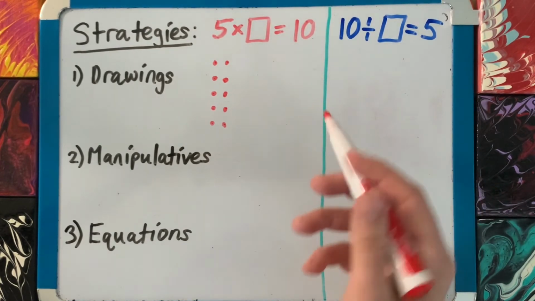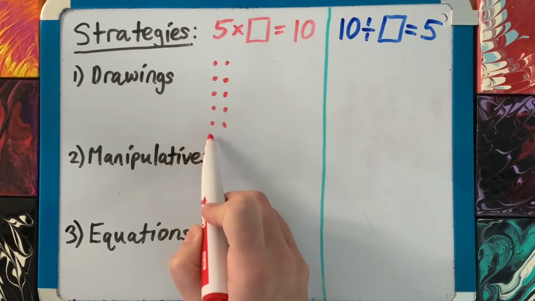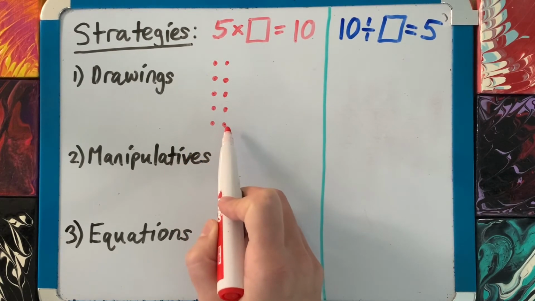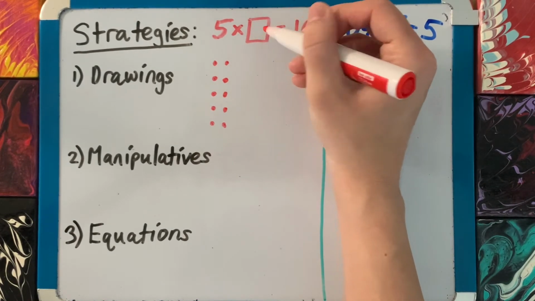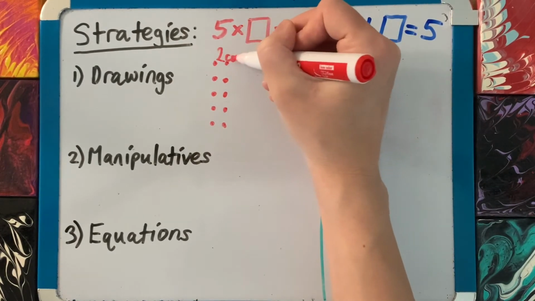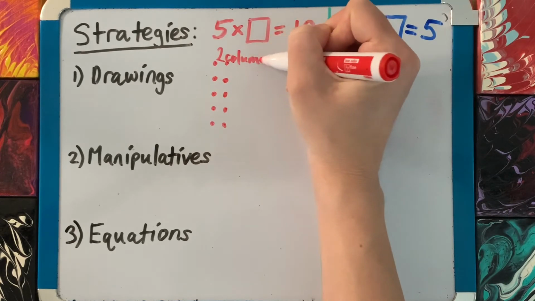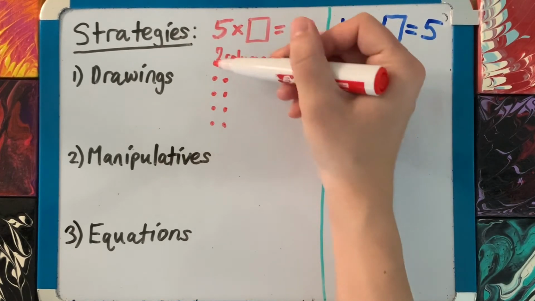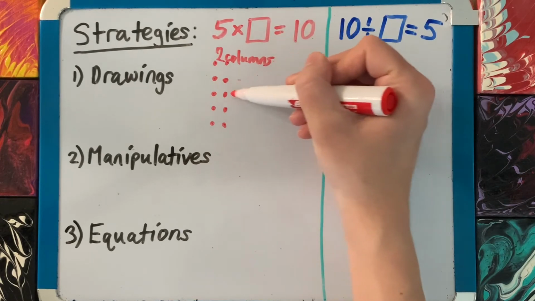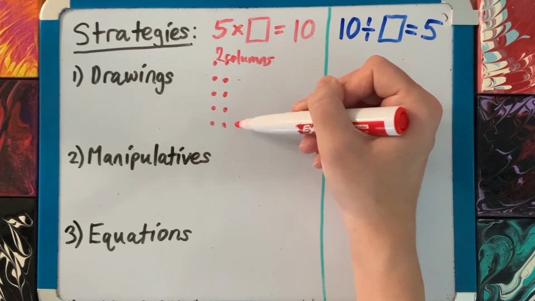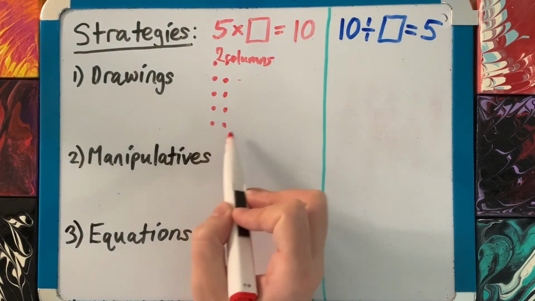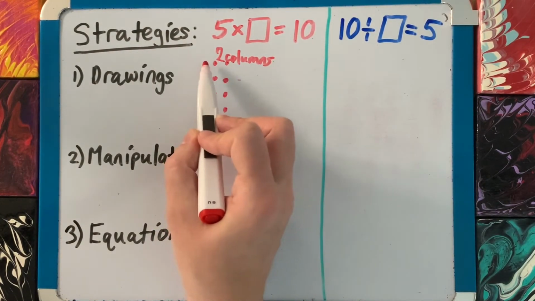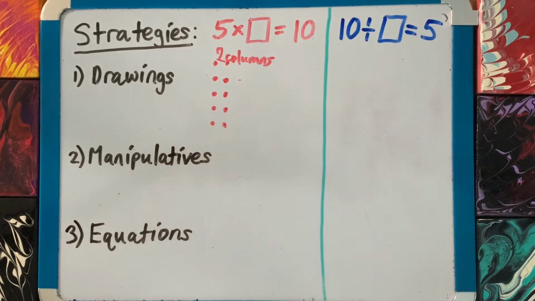Well, columns go vertical, they go up and down, so 1, 2. So we have 2 columns. 5 times 2 equals 10. So I'm going to write 2 columns. So in other words, 5 rows, 1, 2, 3, 4, 5, times 2 columns, 1, 2, makes a total of 10 dots. So our answer is 2. But let's also use our other strategies to solve for this as well.